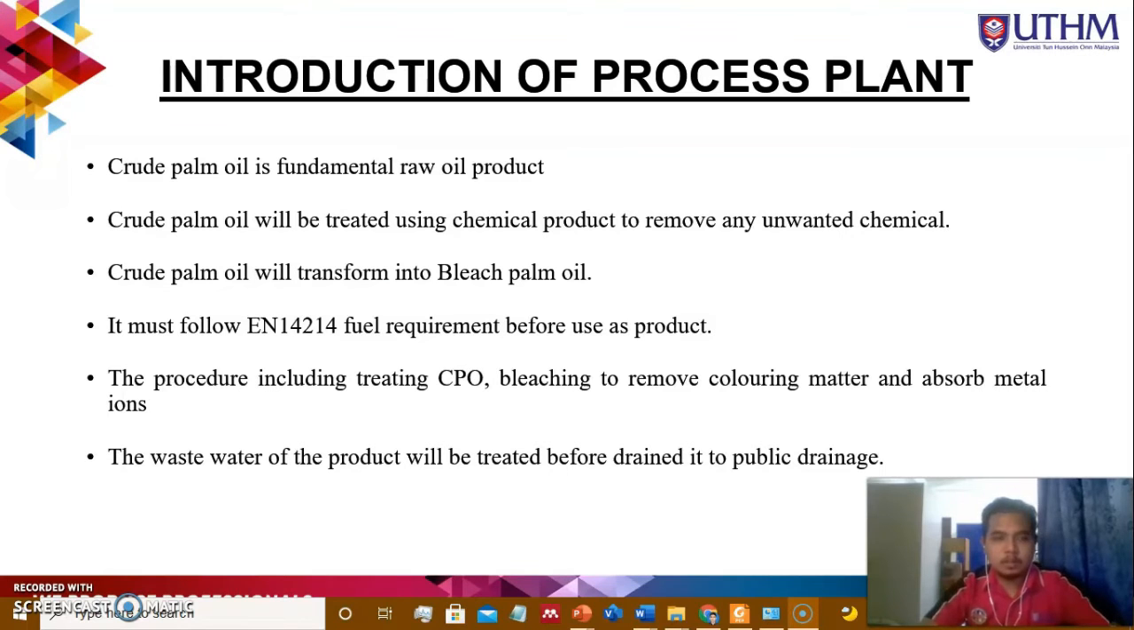My name is Muhammad Arif bin Azhari. Today I will go through the introduction of the process plant. For the process plant, crude palm oil is a fundamental raw oil product. As we know, in Malaysia, palm oil is one of the biggest economies. The crude palm oil will be treated using chemical products to remove any unwanted chemicals, and the crude palm oil will transform into bleached palm oil.